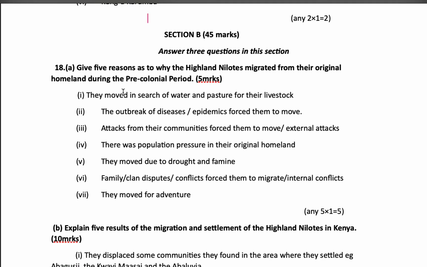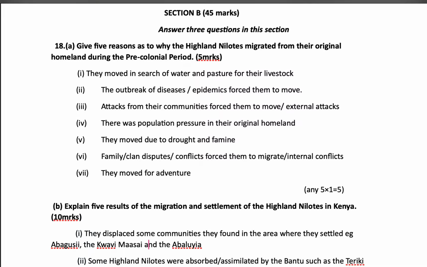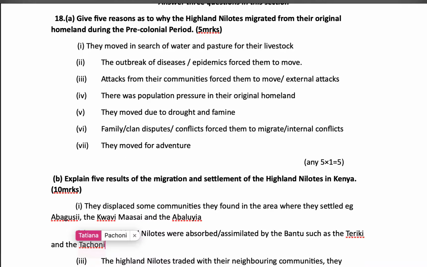They moved in search of water and pasture for their livestock. The outbreak of diseases forced them to move. Attacks from other communities forced them to move. There was population pressure in their original homeland. They moved due to drought and famine. Conflicts forced them to migrate. They moved for adventure.